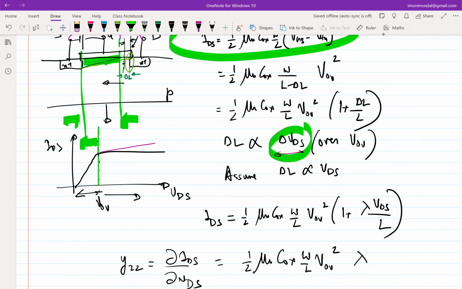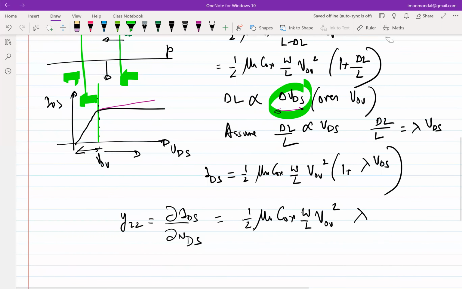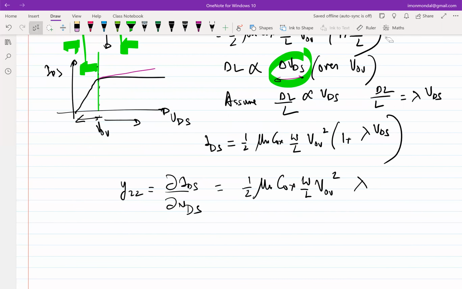So what we say is assume delta L by L is proportional to lambda, and we replace this delta L by L to be lambda VDS, not this. So the lambda term includes L in its expression. That's how the literature does it, so you should also follow that. So now y22 is not exactly equal to 0, right?